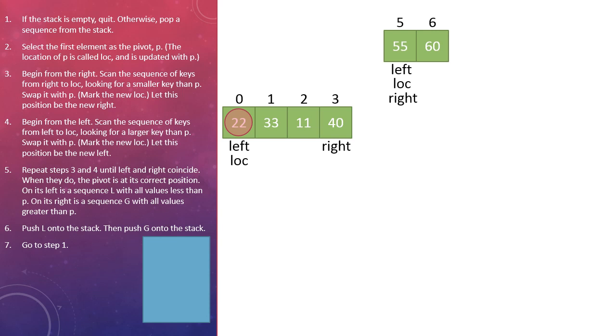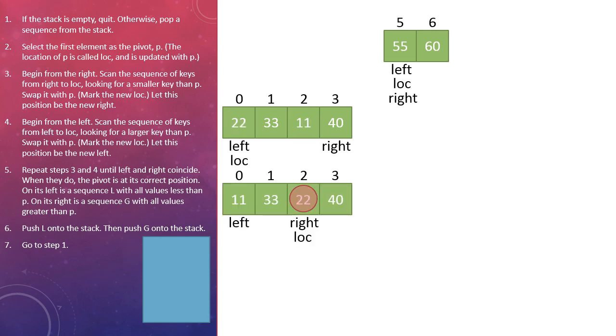I get the sequence from 0 to 3. Left is 0, right is 3, lock is 0 and pivot is 22. Start scanning from the right, looking for a smaller element than 22. 40 is not smaller, 11 is. Swap 11 and 22. You see that right and lock have been updated.